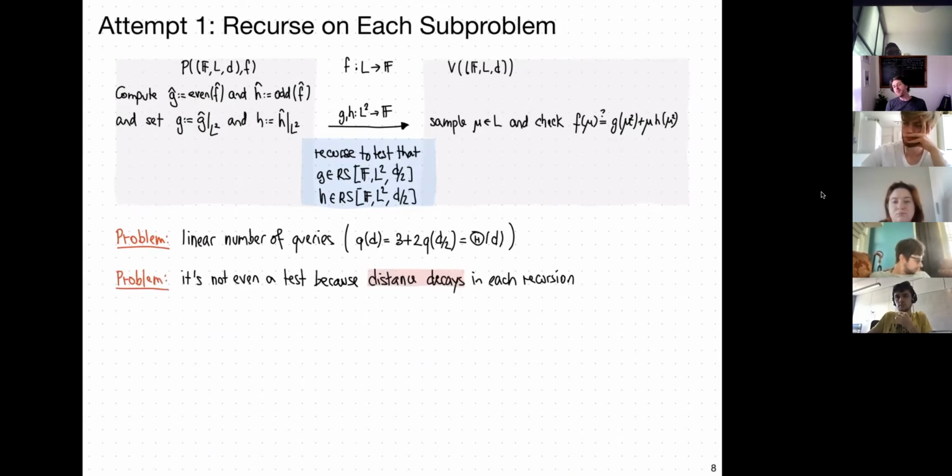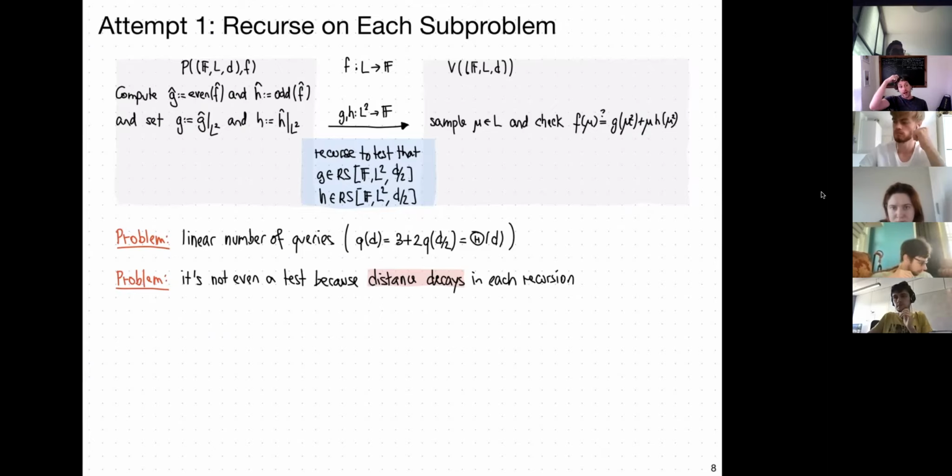And to make it even worse, even if we do that and we don't care about doing a linear number of queries, which makes it completely degenerate and not interesting, even then we might be mistaken. How is that even possible? There's an important phenomenon that happens here, and I'll try to show you. It's called distance decay.